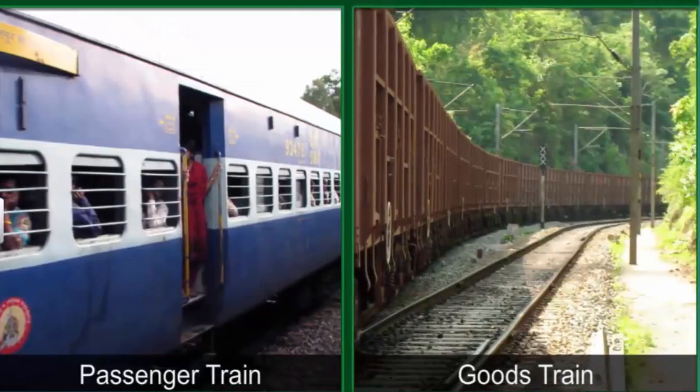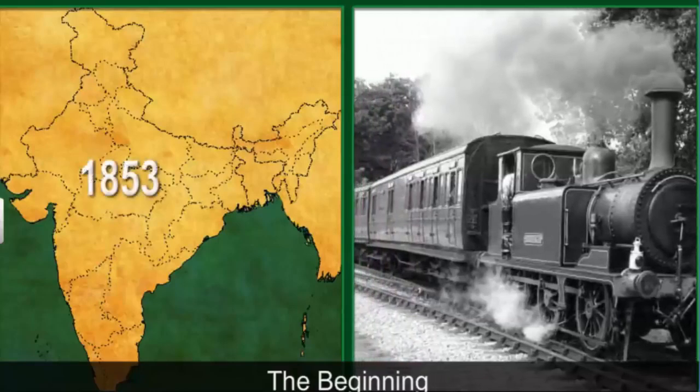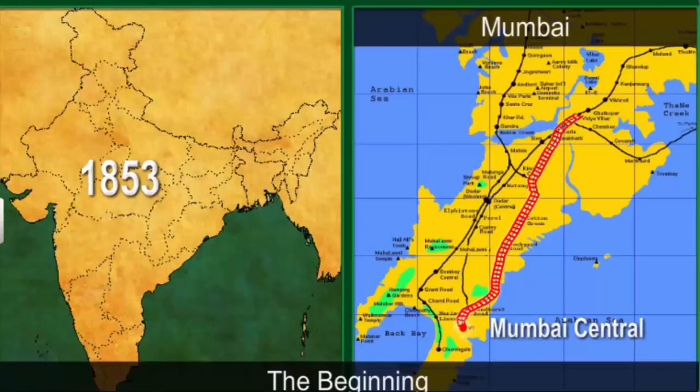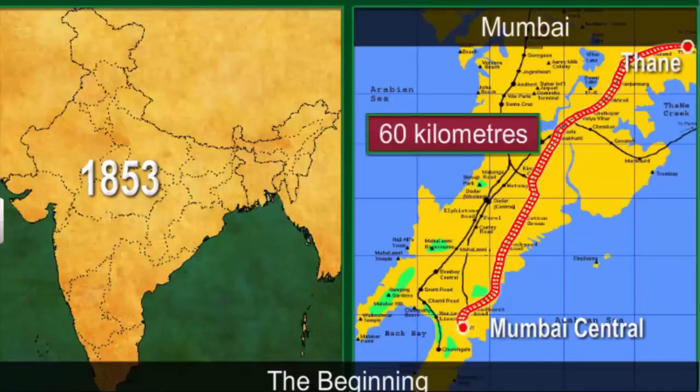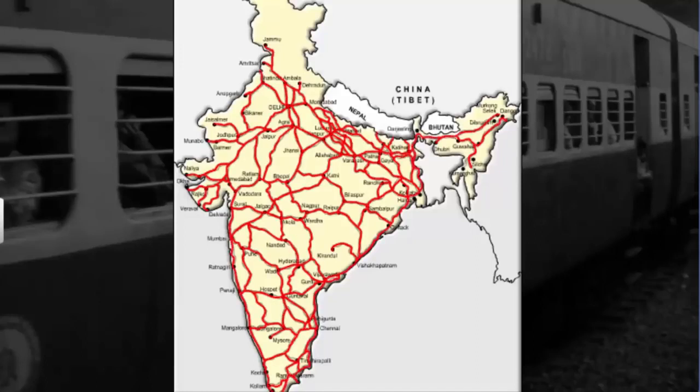The beginning of railways in India goes back to 1853, when the first train service began from Boribandar, now known as Chhatrapati Shivaji Terminus in Mumbai, to Thane, 60 kilometers away. Since then, Indian railways have made tremendous progress, connecting destinations all over India. This development of railways has not only helped in uniting India, but also promoted the growth of agriculture and economy.